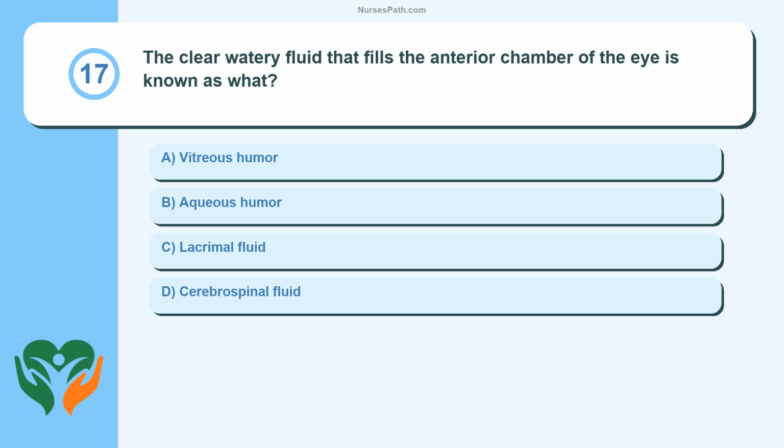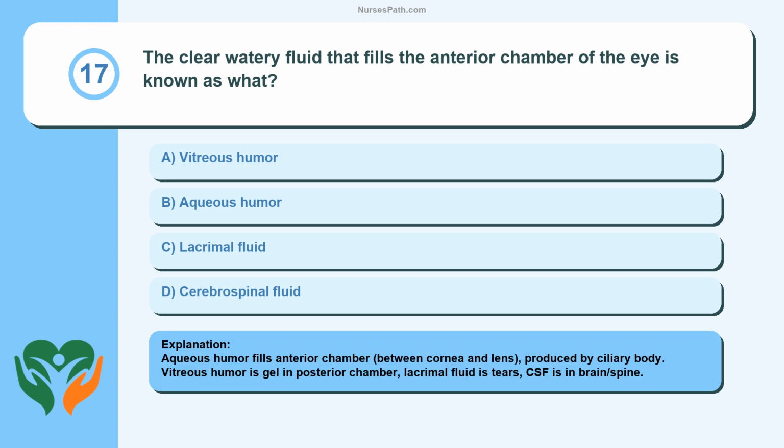Question 17. The clear watery fluid that fills the anterior chamber of the eye is known as what? Vitreous humor, aqueous humor, lacrimal fluid, cerebrospinal fluid. Aqueous humor fills the anterior chamber, between cornea and lens, produced by the ciliary body. Vitreous humor is gel in the posterior chamber, lacrimal fluid is tears, CSF is in the brain/spine.